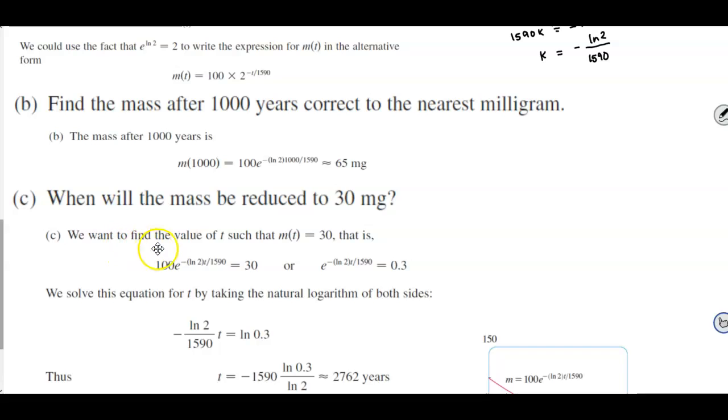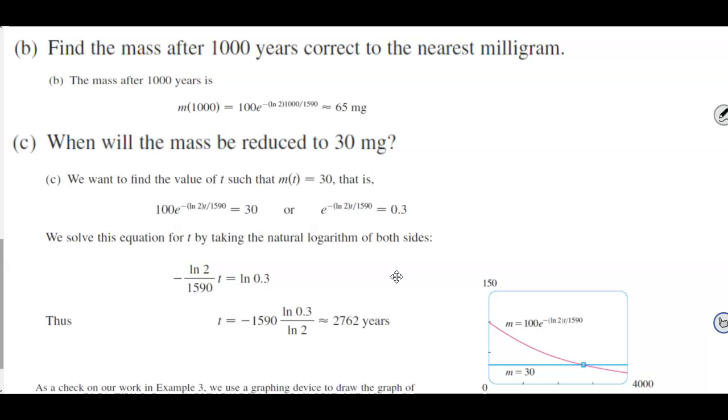So we want to find the value of t, meaning what would the time be when the mass has been reduced to 30 milligrams. So we're taking the function and setting it equal to 30. And so now we can divide both sides by 100. So we're going to get e to the negative natural log of 2t divided by 1590, which is equal to 0.3. And then if we take the natural log of both sides, we get negative natural log of 2 divided by 1590t, which is equal to the natural log of 0.3.